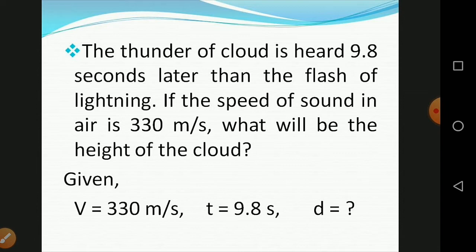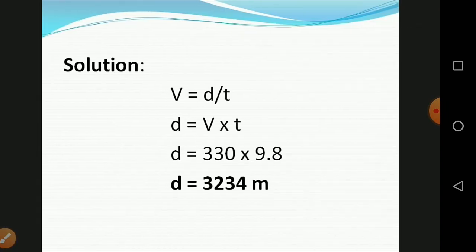We find the distance D, that means the height of the cloud. The formula is V is equal to D by T. Velocity is equal to D divided by T. So D is equal to V into T, velocity into time. D is equal to 330 into 9.8. We multiply these values, it gives D is equal to 3234 meter.